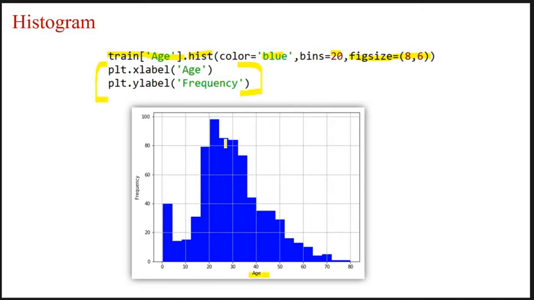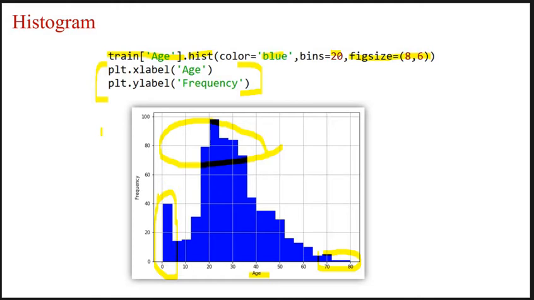So you can see that the highest frequency is for ages around 20 to 25. And the distribution shows that most of the passengers were quite young. There is a peak over here which also shows that there were quite a few children on the Titanic, and these were the outliers we saw in the box plot. So there were a few people who were quite old also, but again most of the passengers were on the younger side.